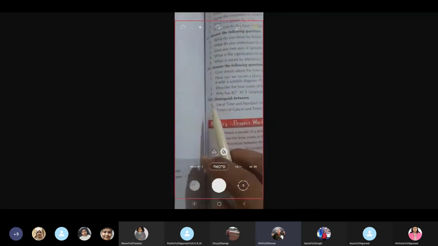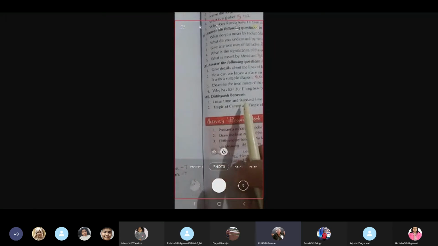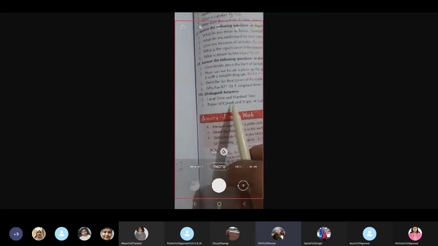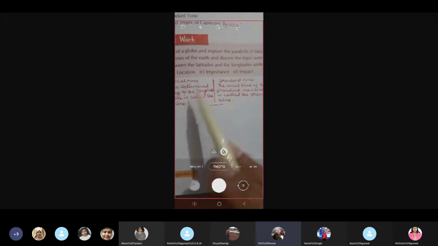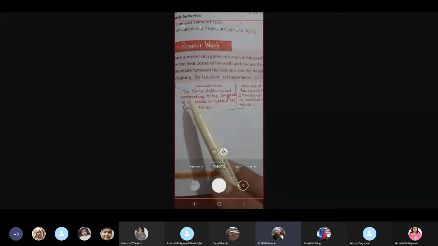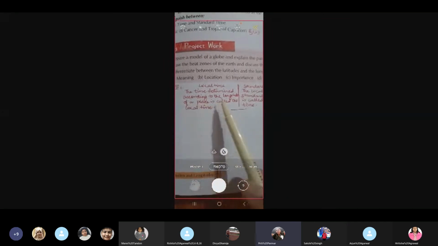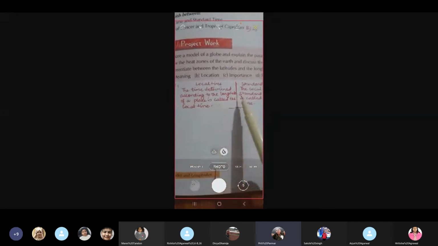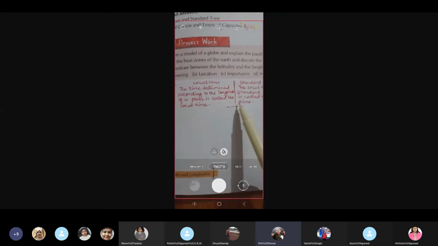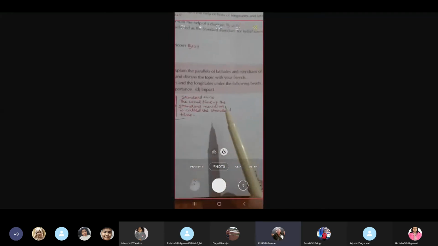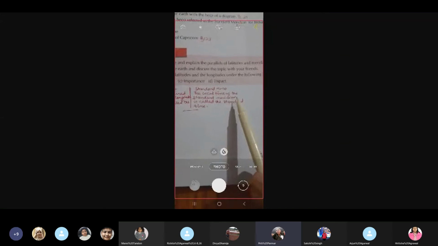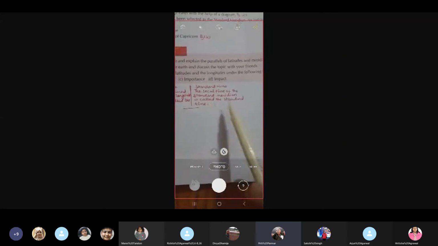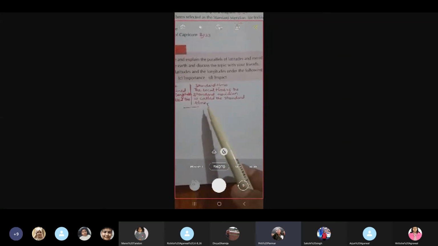Now coming on to 8.1. Distinguish between number one, local time and standard time. Answer is local time, standard time, and you'll divide a line. Then on this side, you write the time determined according to the longitude of a place is called the local time. Then you write about standard time. The local time of the standard meridian is called the standard time.